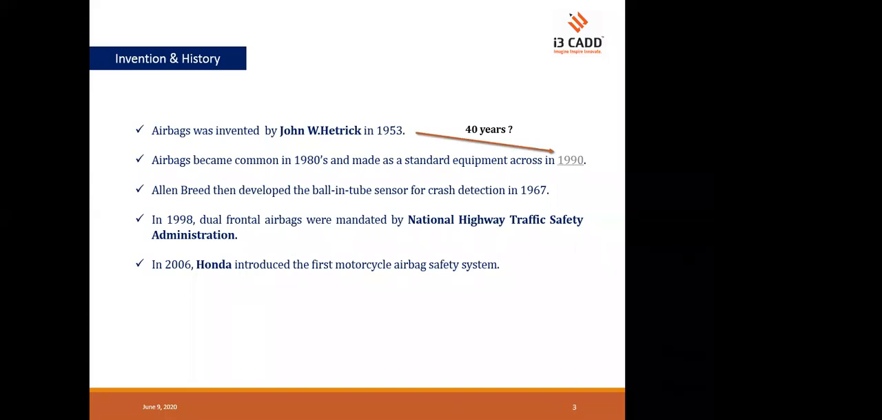In the next year, 1999, light commercial trucks also came under this rule, which means light trucks also should possess two airbags in the vehicle. Then only the vehicle is allowed in the market in the US. So they achieved this in 1998. In the meantime, we people in India are unaware of airbags, right? Okay. In 2006, Honda introduced the first motorcycle airbag system. Yes.